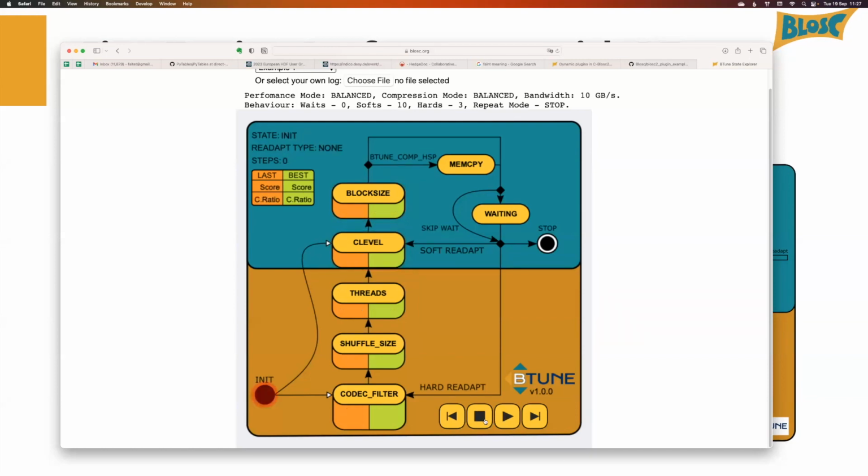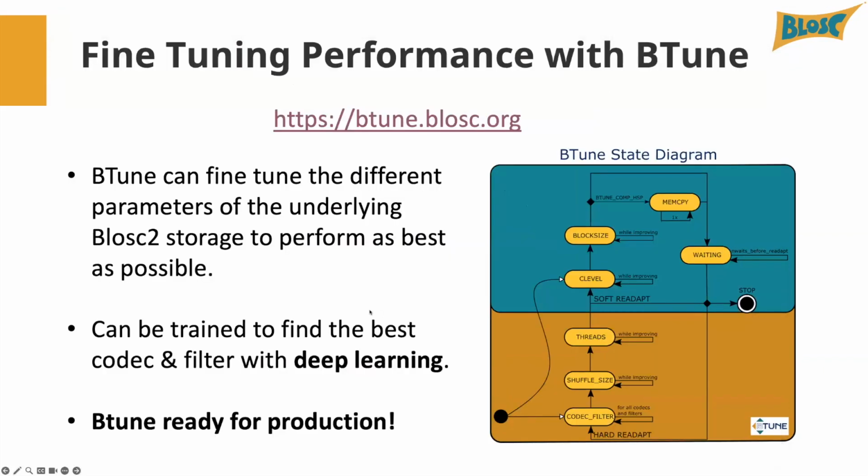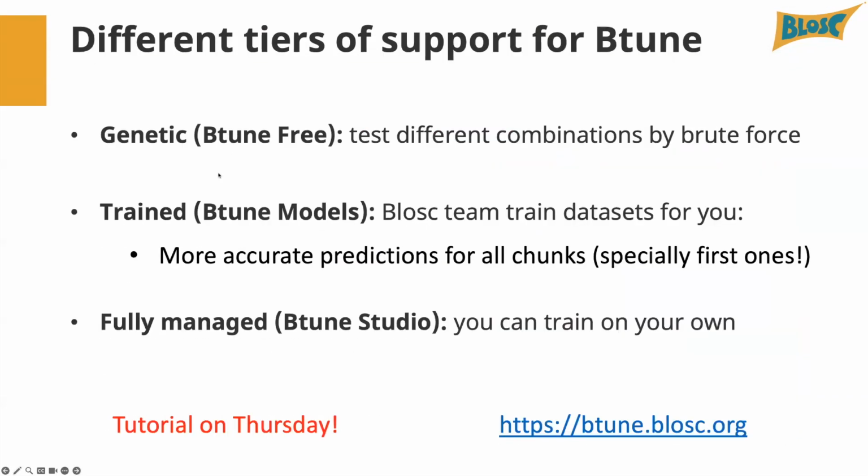This is the most simple way to run Btune. This is mostly a genetic algorithm in that every parameter is tried on the fly. But we have different ways to run it. For example, instead of just the genetic algorithm that I have just shown you, we have the trained mode where the Blosc team trains datasets for you, and that provides more accurate predictions for all the chunks. And this training happens using deep learning, so this is why we can get much better results. So data is trained offline, so to say.